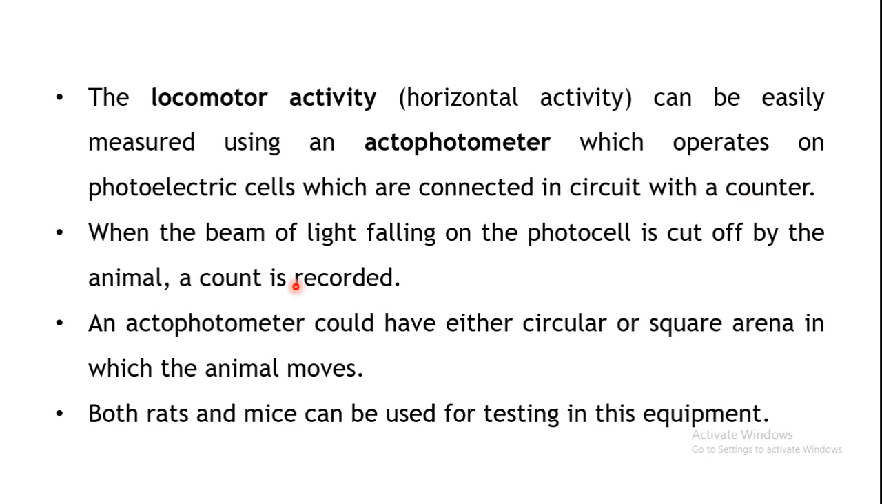In this particular experiment, the number of times the animal cuts off the beam of light which is falling on the photo cell is counted. The number of times it cuts off the beam of light gives an activity score. This activity score is counted before the drug is administered to the animal and after the drug is administered to the animal.